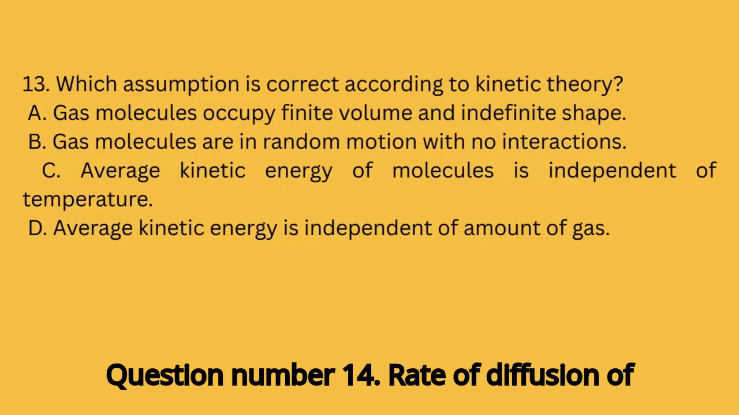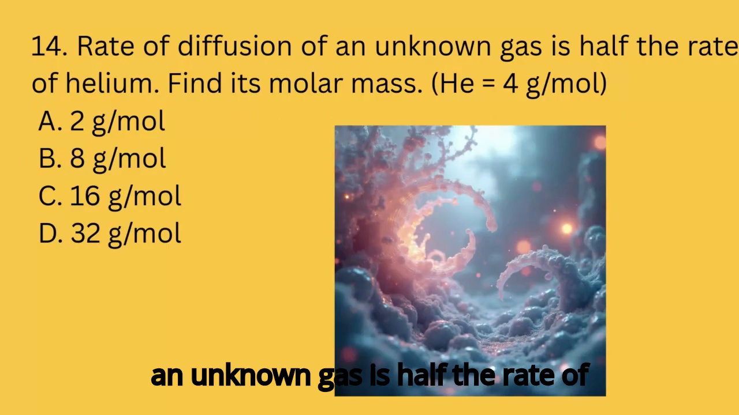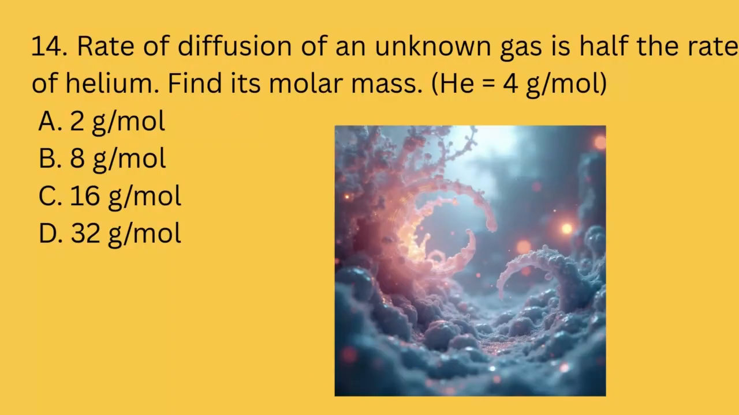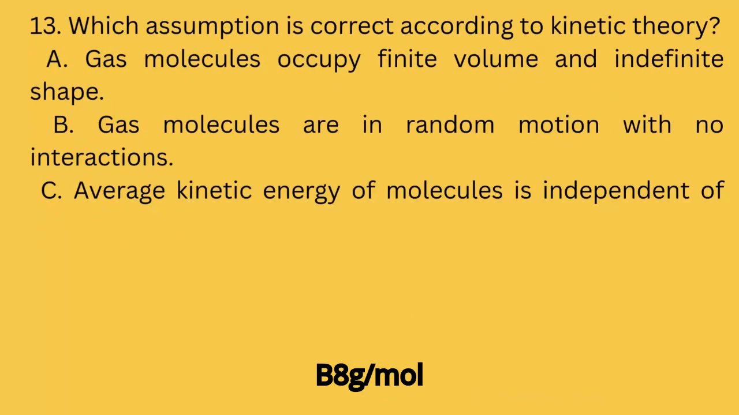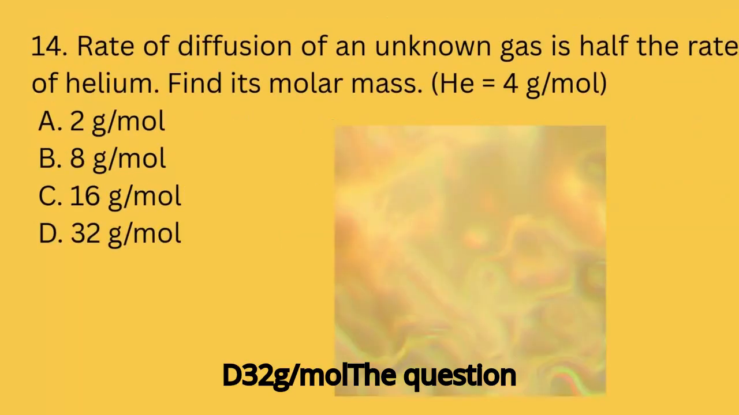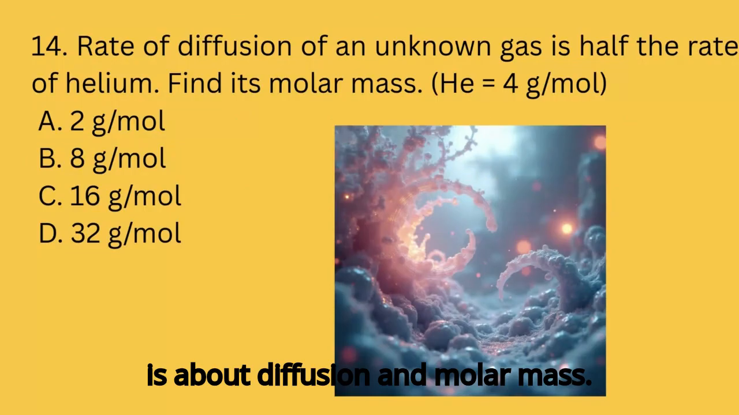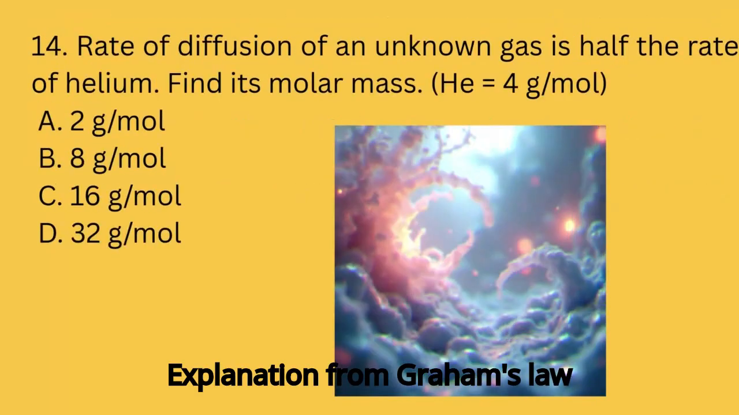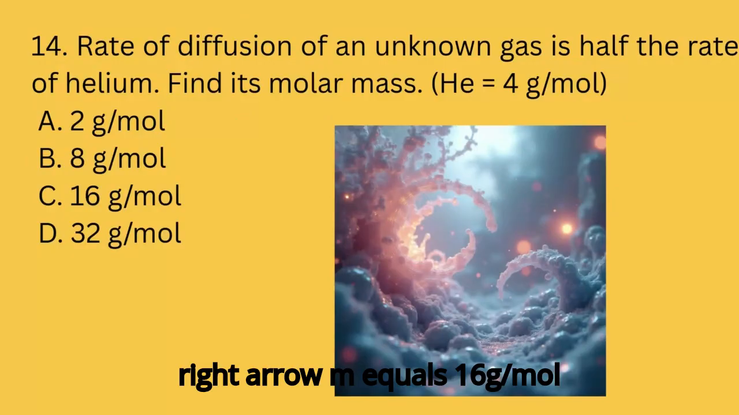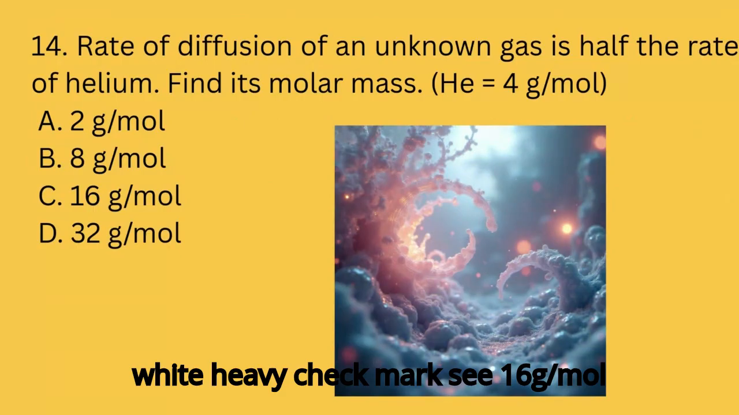Question number 14. The rate of diffusion of an unknown gas is half the rate of helium. Find its molar mass. He equals 4 g/mol. A. 2 g/mol. B. 8 g/mol. C. 16 g/mol. D. 32 g/mol. The question is about diffusion and molar mass. Explanation: From Graham's law, R1/R2 = √(M2/M1). R unknown equals a half R He. So 1/2 = √(4/M), so M equals 16 g/mol. Answer: C.